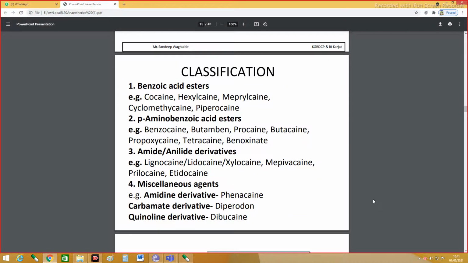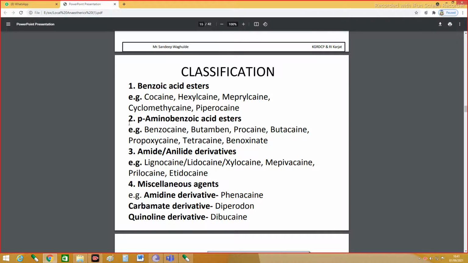Let us consider the classification part of this. It is benzoic acid esters. This is a chemical classification as given in your syllabus. Chemical classification. The first class is benzoic acid esters. The examples given here are cocaine, hexylcaine, meprylcaine, cyclomethycaine, piperocaine.